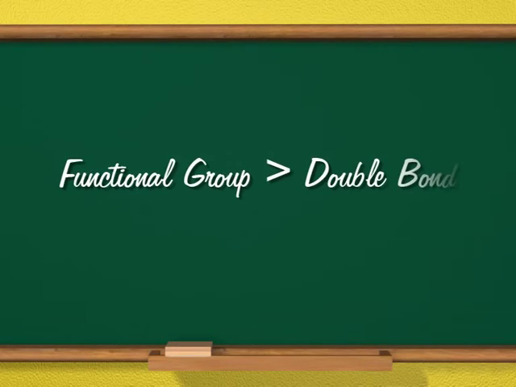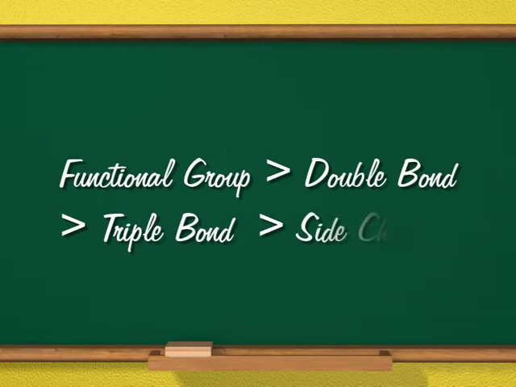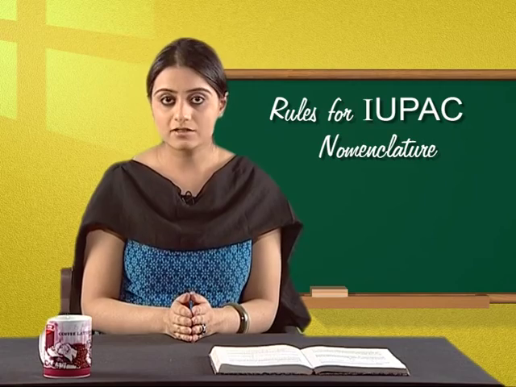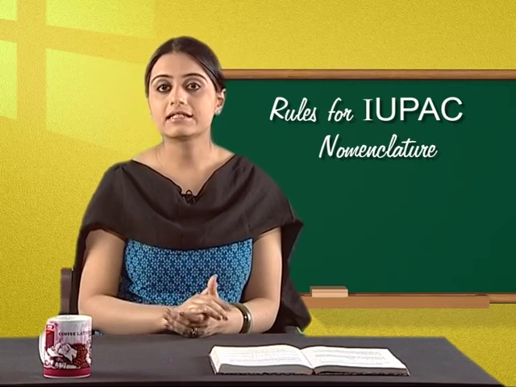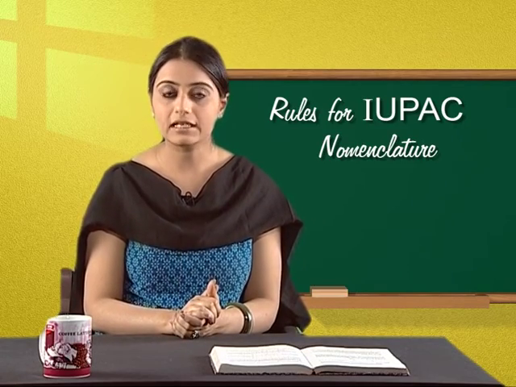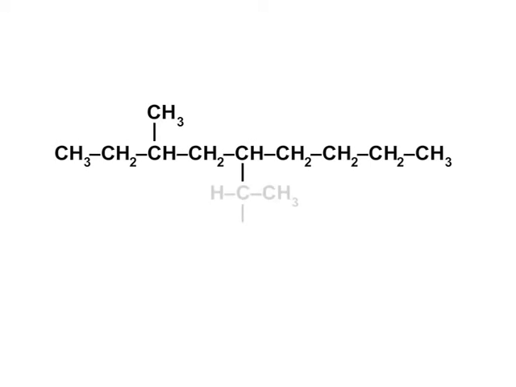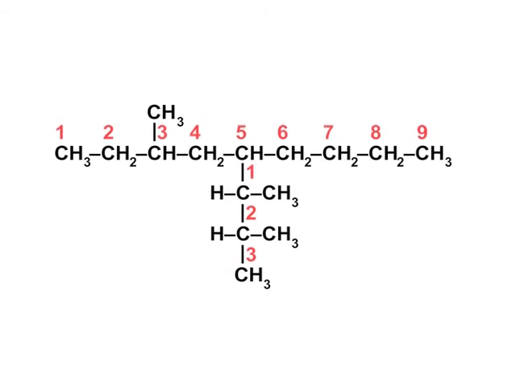Functional group will get greater preference than double bond, double bond will get greater preference than triple bond, and triple bond will get greater preference than side chain. When the side chain is complex, let's take an example of the compound shown here. Let's start numbering the longest carbon chain in it. As we are looking, its longest chain has 9 carbon atoms.